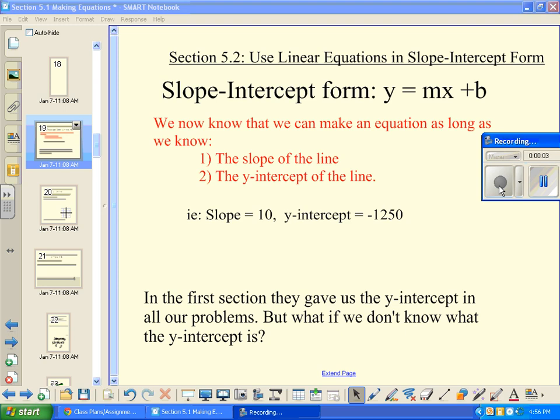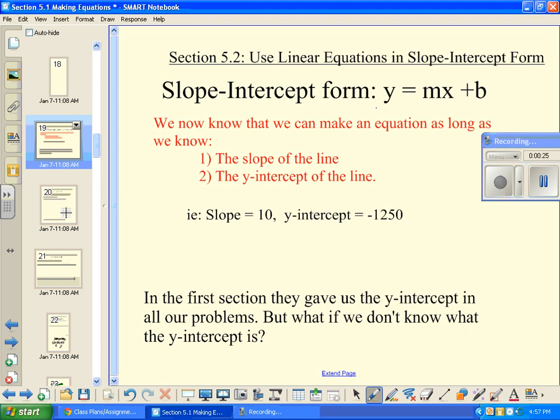Today's lesson is on section 5.2, use linear equations in slope-intercept form. It's still very much like the first section, like 5.1, where we're going to be writing equations in slope-intercept form. But now instead we're going to get a little bit different information for this section and have to maybe work a little bit harder in terms of making the equation, figuring out some of the things ourselves.